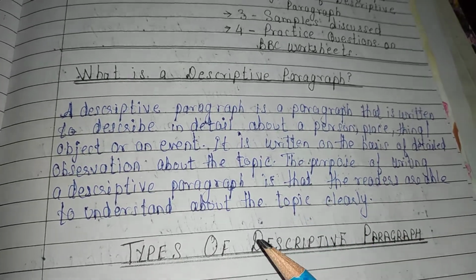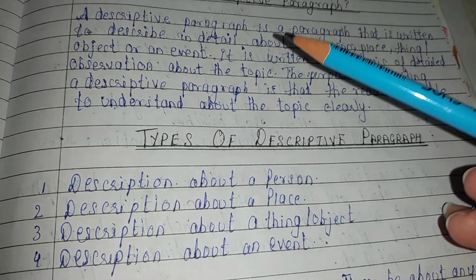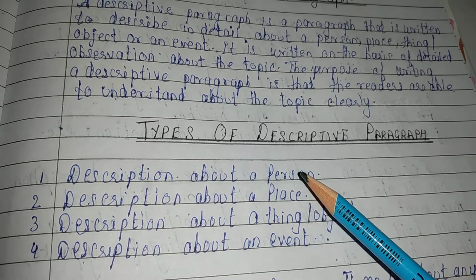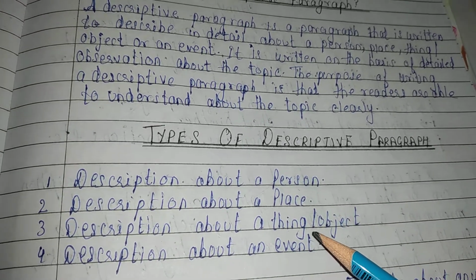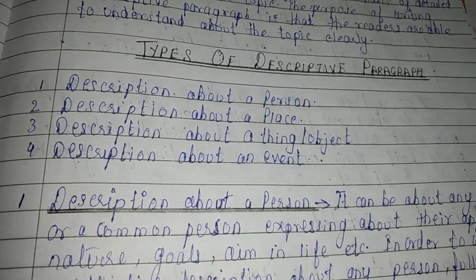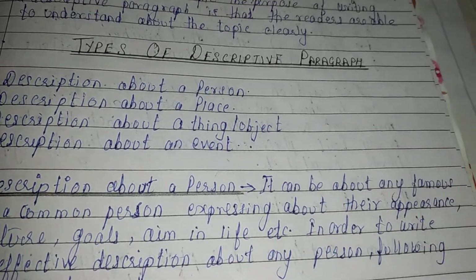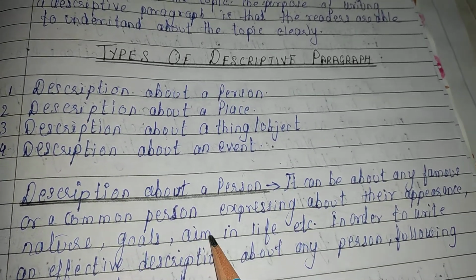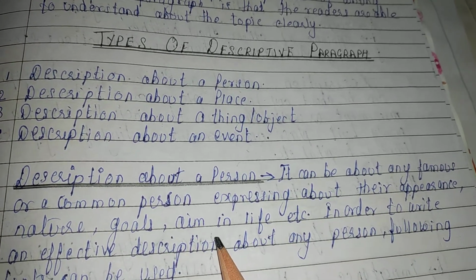Okay, so now moving on to types of descriptive paragraph. As I've mentioned above as well, descriptive paragraph is divided into four types. That is description of a person, place, thing or an object, and event. Okay, so now I'm going to start with the first type, that is description about a person. Description about a person can be about any famous or a common person, expressing about their appearance, nature, goals or aims in life, etc.